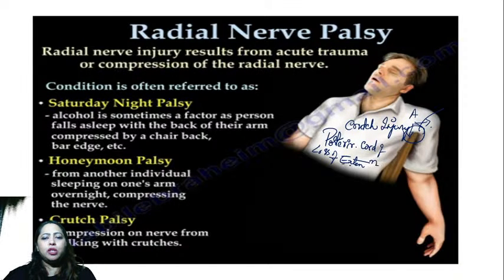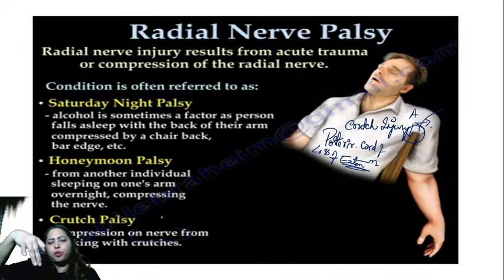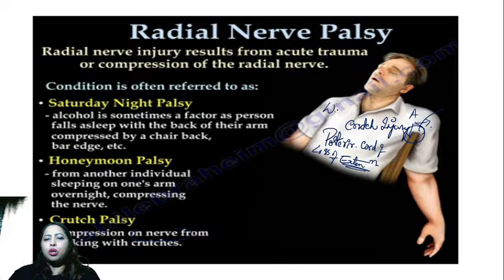Loss of extension. So it results in a compression of nerve on the brachial plexus. Now you can see that the person has a hand that would be pointing downwards, and that is known as wrist drop. It is known as wrist drop.